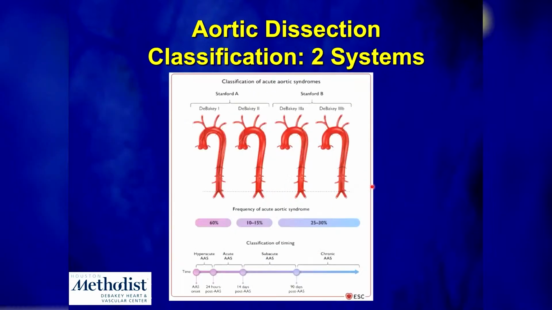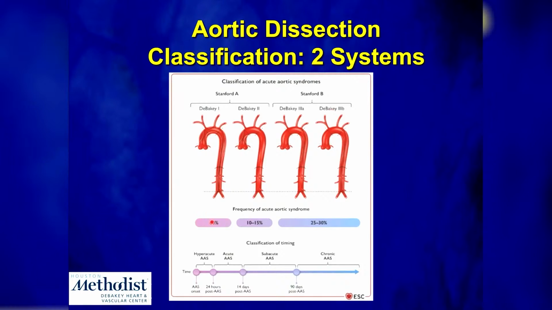Now, we all know about the DeBakey type 1, which involves both the ascending and the descending thoracic aorta. And then the DeBakey type 2, which is only localized to the ascending thoracic aorta, or that's going to be your zone 0. And this is all Stanford A, which requires surgical emergency, versus Stanford B. One is supra-inguinal and the other is infra-inguinal, and these are the DeBakey type 3A and DeBakey type 3B. We see here the frequency of the acute aortic syndrome.